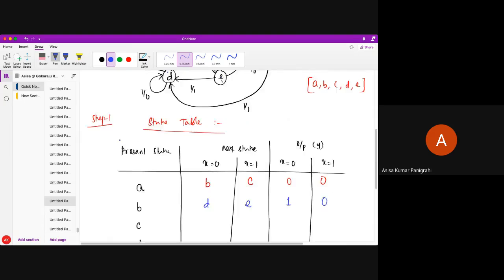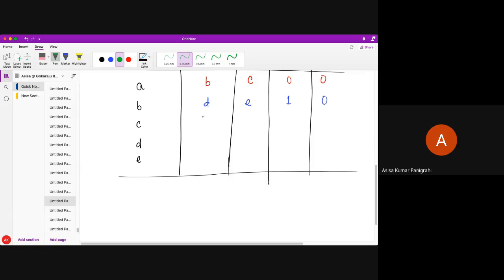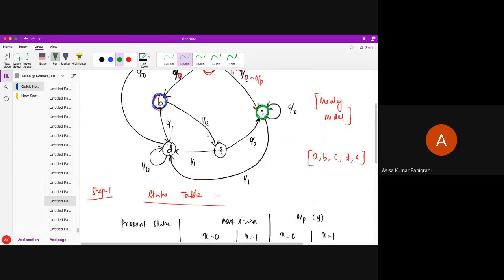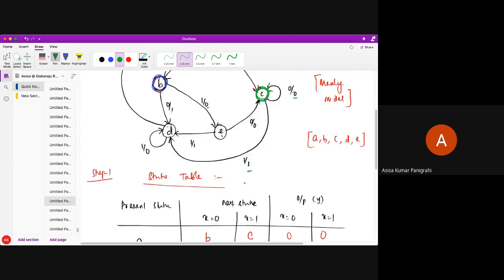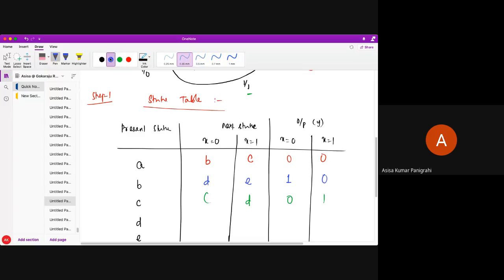Okay. Now, I am at present state C. Let's say I am here now. For input 0, I stay at my own state C, and for input 1, I am going to state D. Are you understanding? So C, D. Now what is my output? For input 0, output is 0. For input 1, output is 1. Okay, 0, 1. Are you understanding? Now which state am I in? State D.